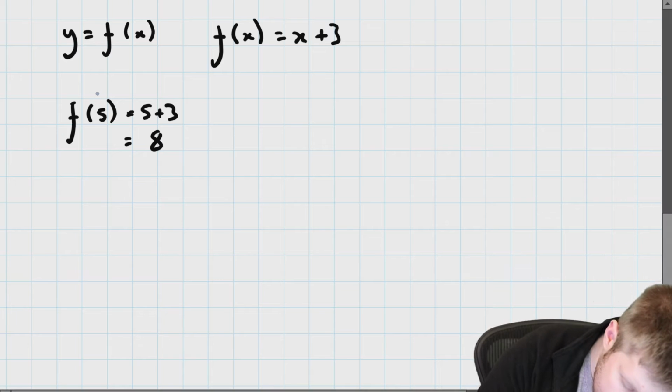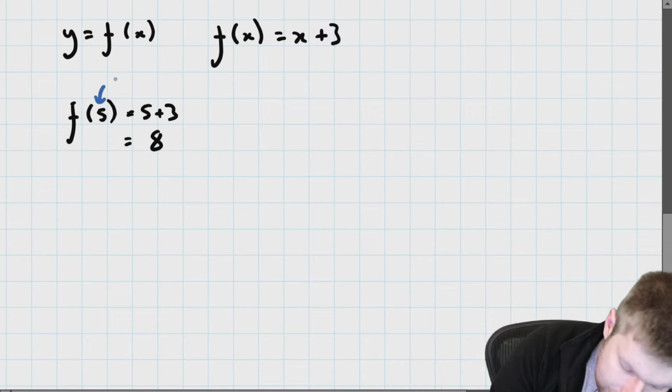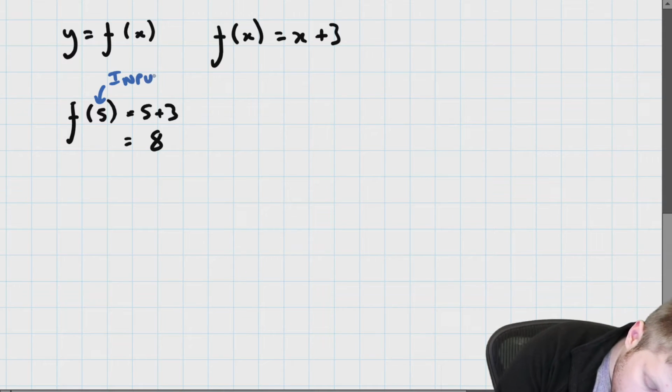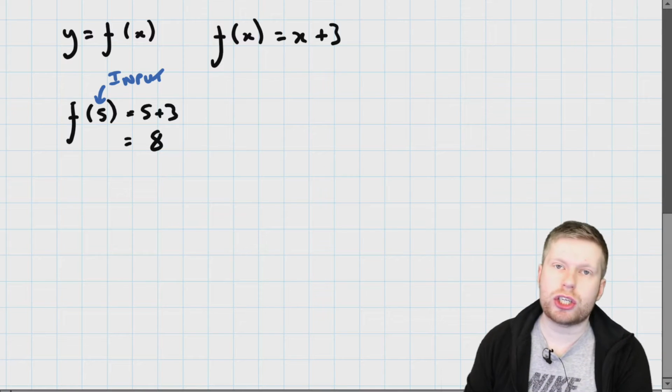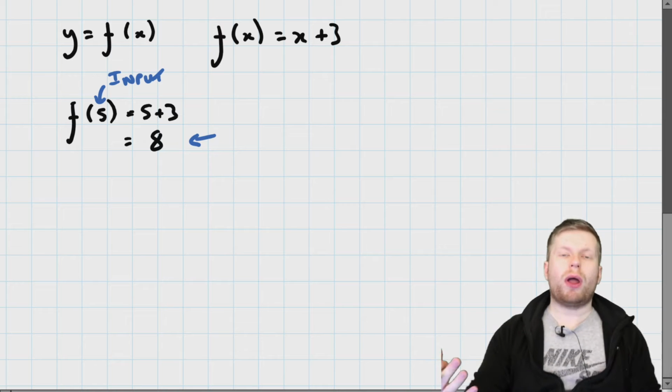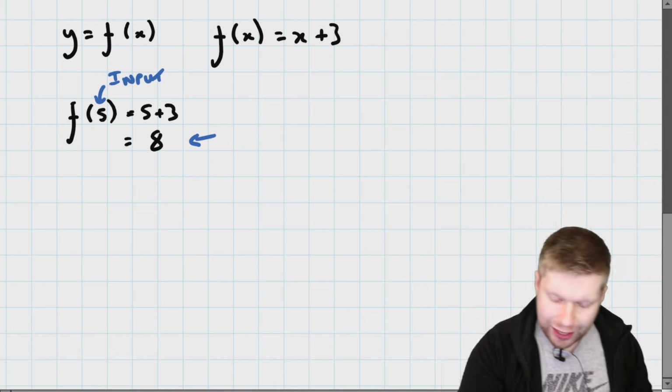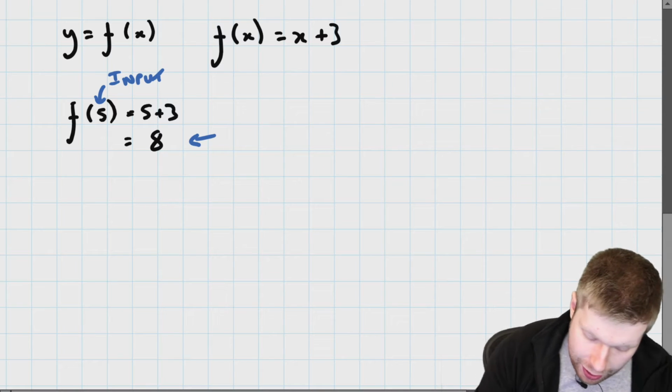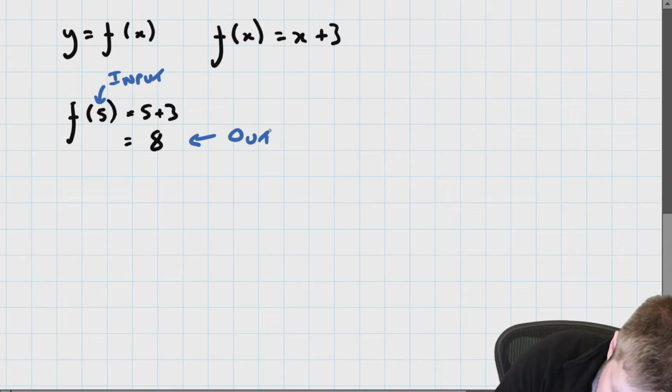So let me just write this in. The thing inside my brackets is always my input. We've seen that before, okay? That's how we agreed we should write our notation together, okay? And then whatever answer I get out after I've applied my input through my rule, in this case adding 3, okay? This should now be my output. So in other words, my output is 8, okay?